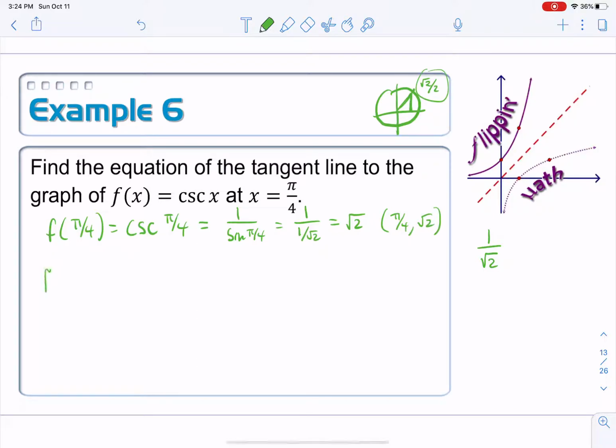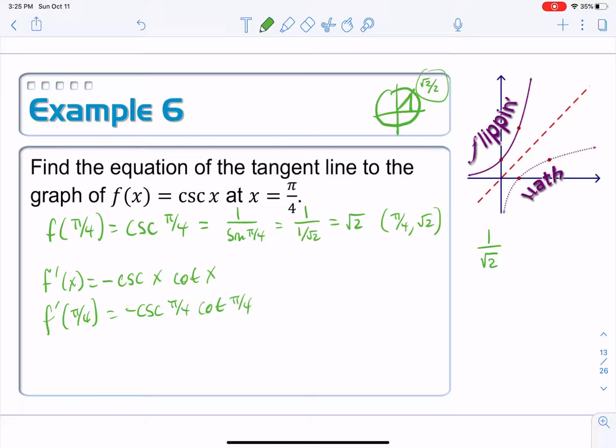Now then, let's find the derivative, shall we? So f prime of x is equal to, it is a cofunction, so it's going to be negative cosecant cotangent. Cosecant pi over 4 and cotangent pi over 4. Why did I plug in a pi over 4? Got ahead of myself. I got way ahead of myself. There should be x's first, and then I'm supposed to plug in the pi over 4. Okay. Negative cosecant pi over 4 and cotangent pi over 4.